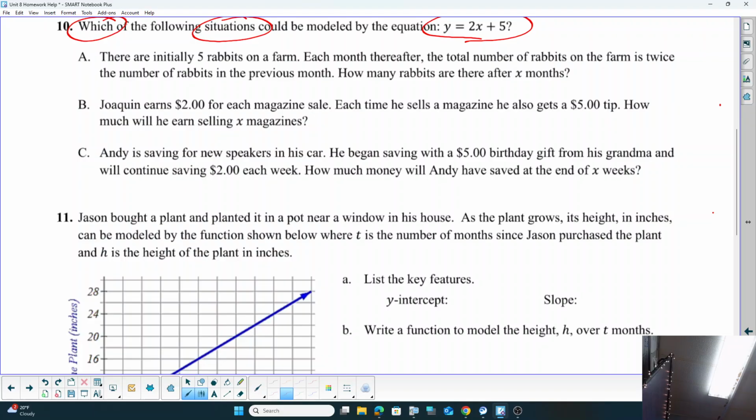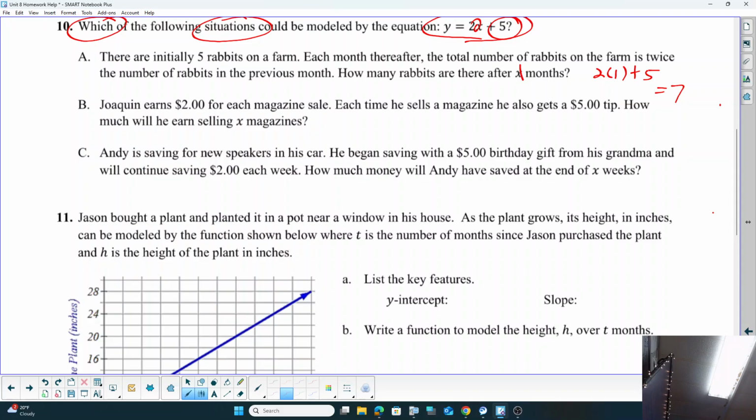Well, there is initially 5 rabbits, so that's pretty good. The total number of rabbits on the farm is twice the number of rabbits in the previous month. So how many rabbits are there after 1 month? Well, if it is the equation, that'd be 2 times 1 plus 5, and so that'd be 7. There are initially 7 rabbits on the farm. Oh yeah, you plug in a 0, and you get 5 rabbits. Then you plug in 1, you get 7 rabbits. Huh. Could be modeled by the equation.